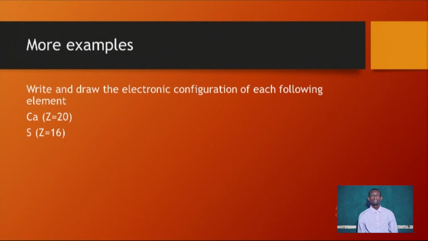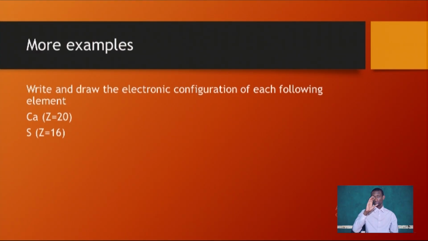You start with the first shell, fill it. If some of the electrons are remaining, you go to the second shell, you fill it. If some of the electrons are remaining, you go to the third shell, and so on. Very simple. Good. Now let us try and see what happens with calcium.